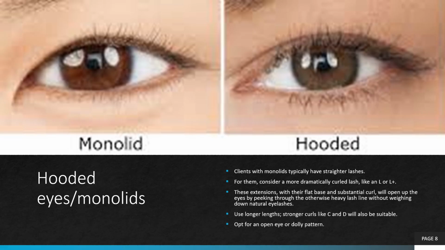In addition to choosing the right curl, using longer lengths can further accentuate the eyes. Longer curls like C and D curls are also suitable, as I said earlier, as they provide a noticeable lift that enhances the overall appearance. When applying these extensions, consider using an open eye or dolly pattern, which helps to create a more rounded and wide-eyed look. Perfect for clients with hooded eyes or monolids, this approach ensures that the lashes not only complement the client's eye shape, but also give them a more open and expressive look.